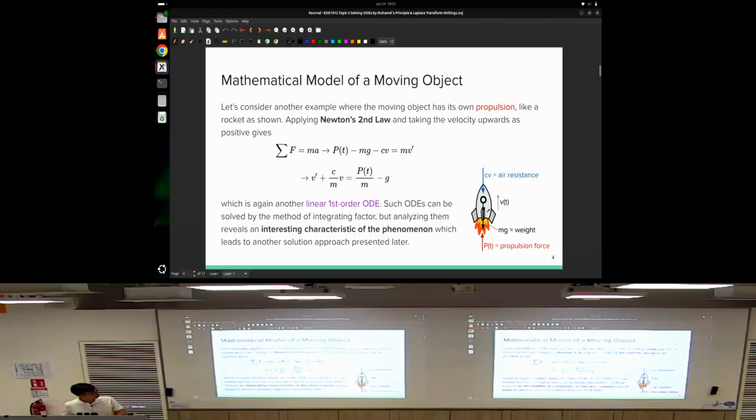So let's say rocket propulsion. So this one recently there's a SpaceX IPO. Anybody bought the stock? Good.